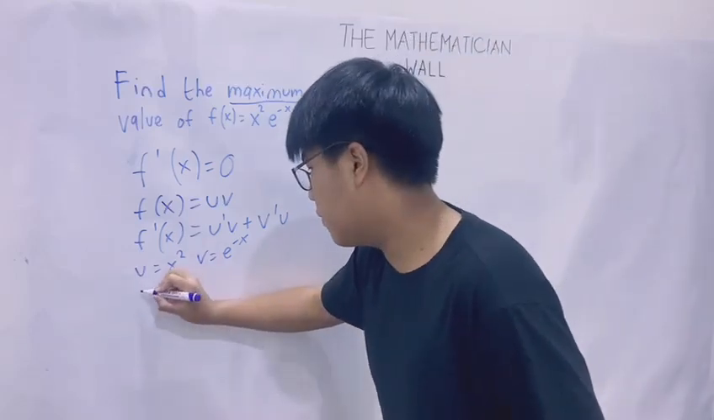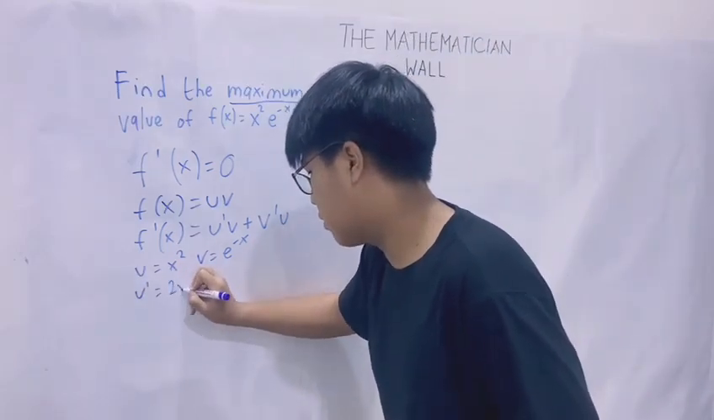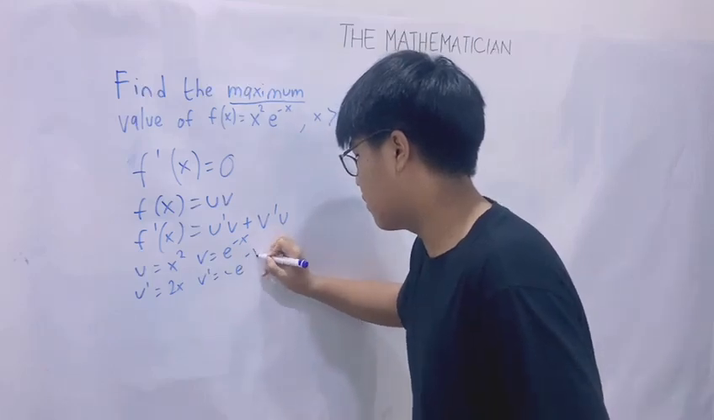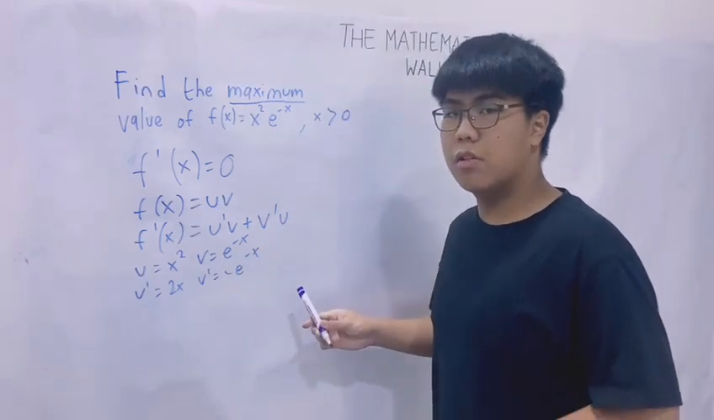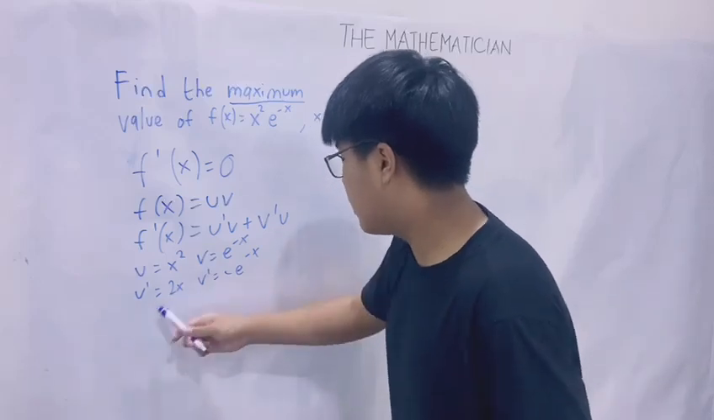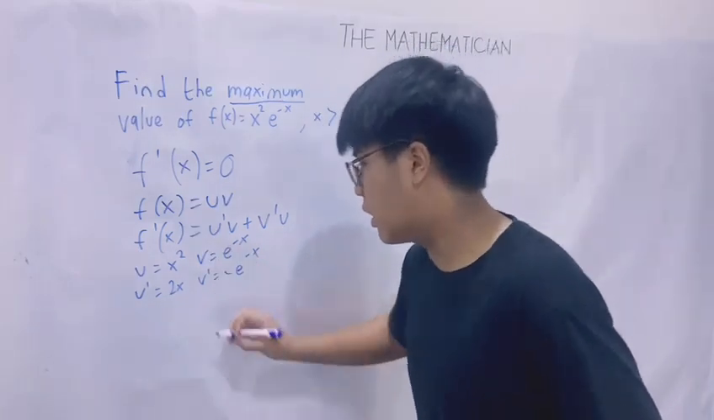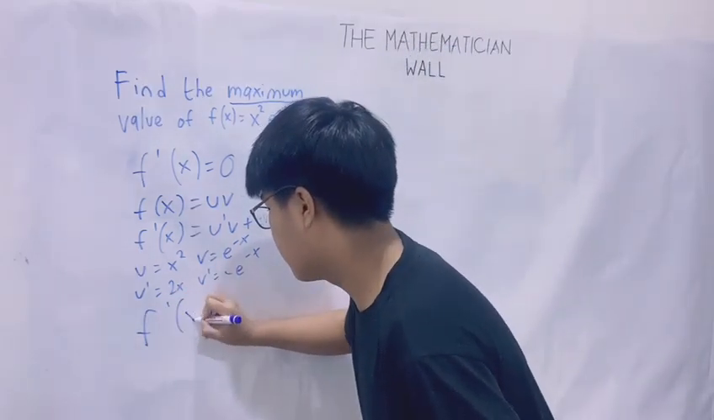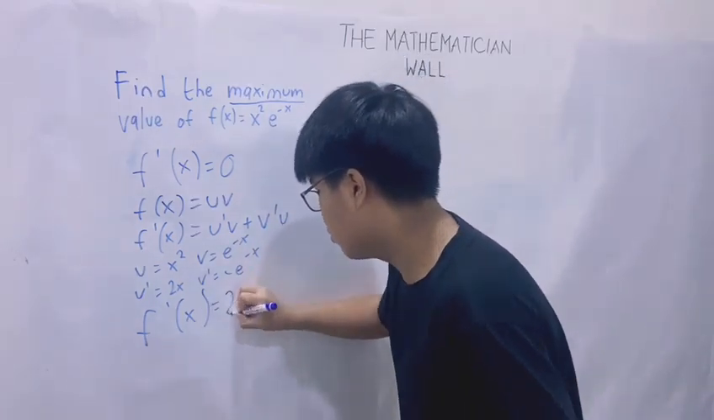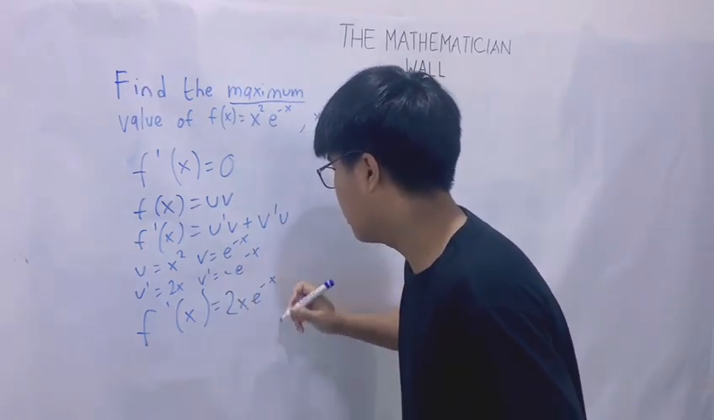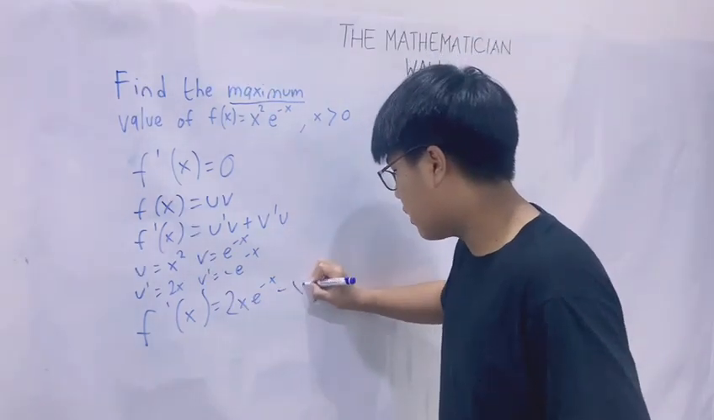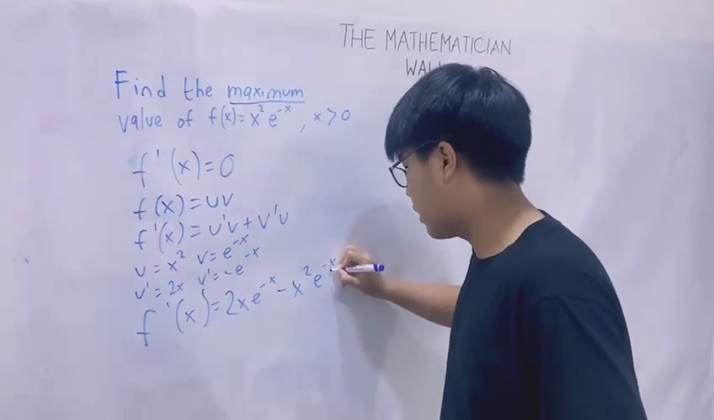So the derivative u prime is 2x. The derivative v prime is negative e to the negative x. So now we shall substitute all of these into this thing to calculate the derivative. u prime v is 2x e to the negative x. v prime u is x squared times this, which is negative x squared e to the negative x.